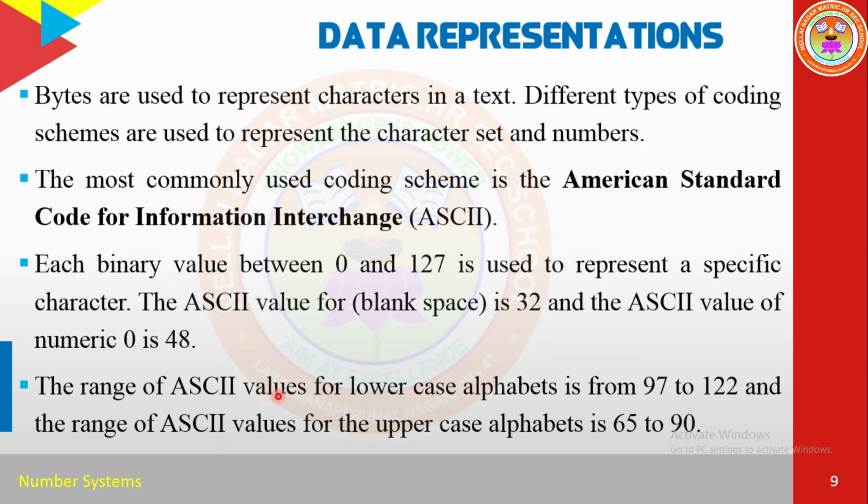The range of ASCII values of lowercase alphabets is from 97 to 122. So lowercase a has the code 97, up to lowercase z, which is 122. And for the uppercase alphabets, capital letter A is 65, up to capital letter Z, which is 90. These different ASCII values are permanently allocated for each and every character in the keyboard.